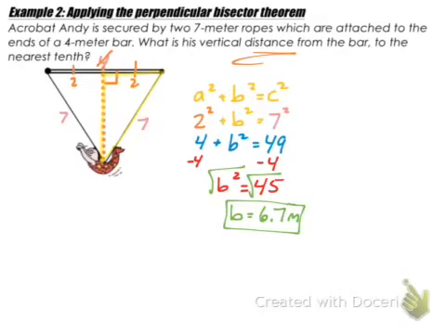So we applied the property that we learned, the perpendicular bisector theorem, to figure out how far Acrobat Andy is from that bar. And we also incorporated the Pythagorean theorem. So we brought back some information from the past that is definitely necessary for you to figure out what we're trying to find.